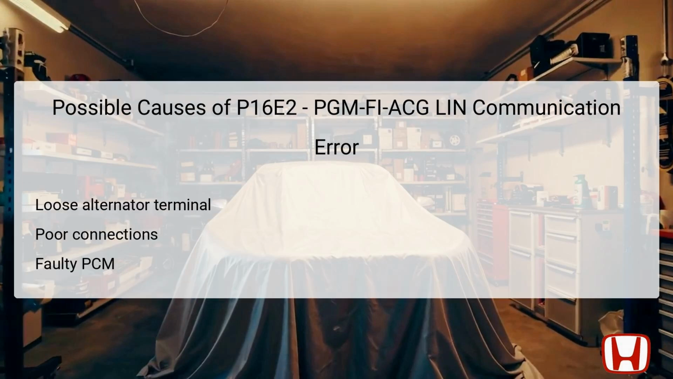Several factors could trigger DTC P16E2, the first being a loose connection at the alternator's plus B terminal. Such a loose terminal can disrupt the flow of current necessary for the operation of the LIN bus. Additionally, poor connections throughout the electrical system can result in intermittent communication failures. The integrity of these connections ensures that signals are transmitted accurately and without interference.